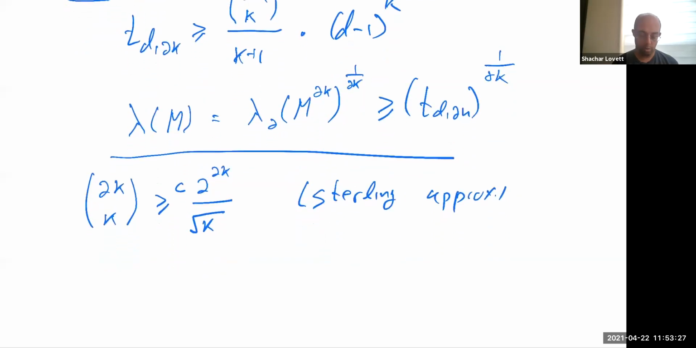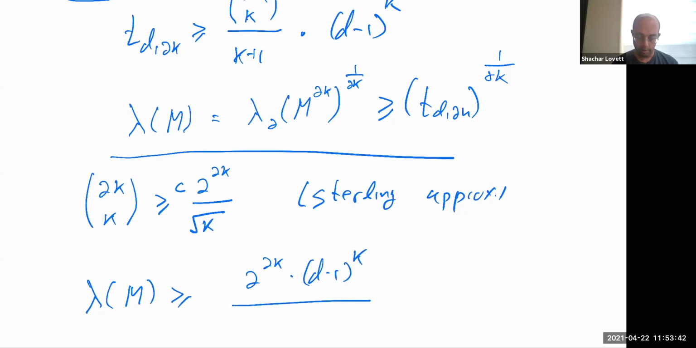So overall, what do we get? We get that lambda is at least 2 to the power 2k times (D minus 1) to the power k, divided by some constant, and then we have the root k and another k plus 1 here, so it's going to be k to the 3/2, maybe changing the constant a bit. All this to the power 1 over 2k.